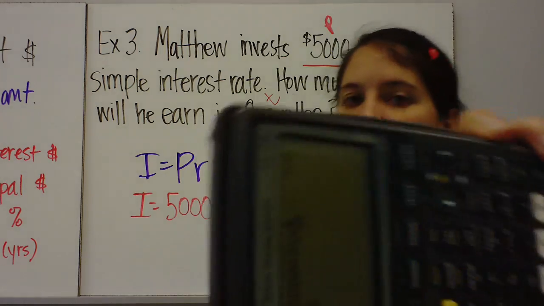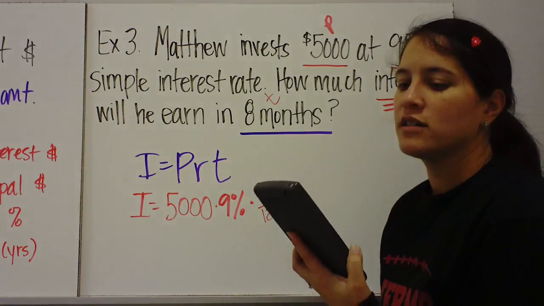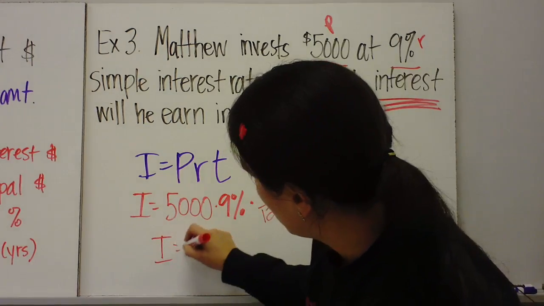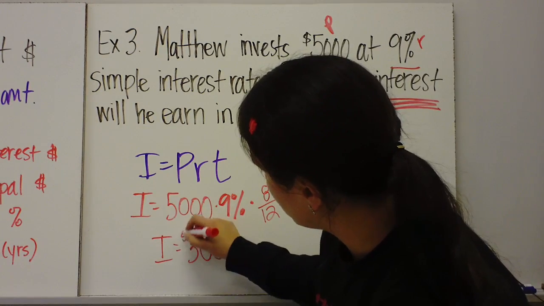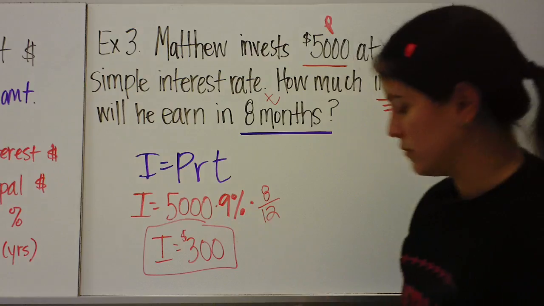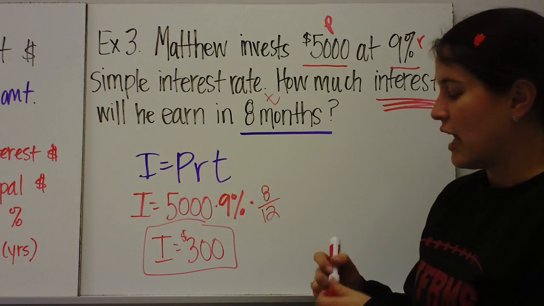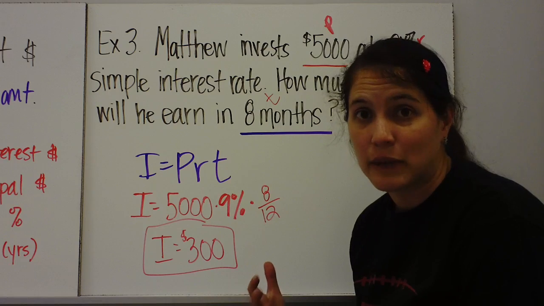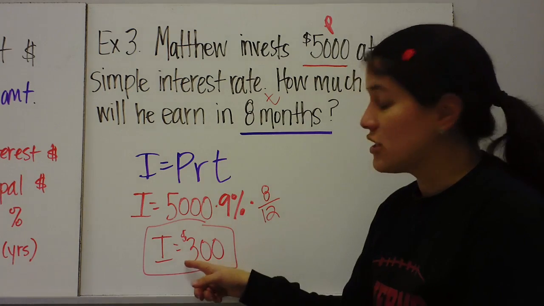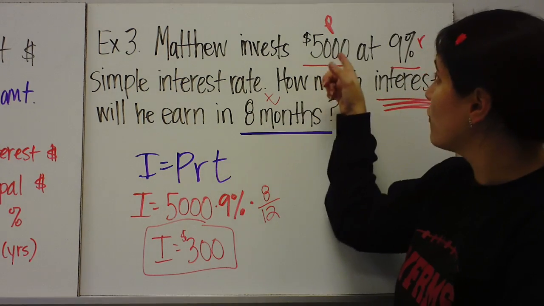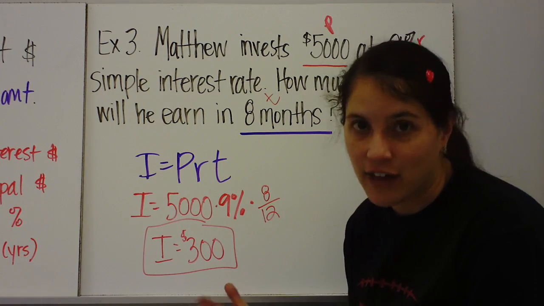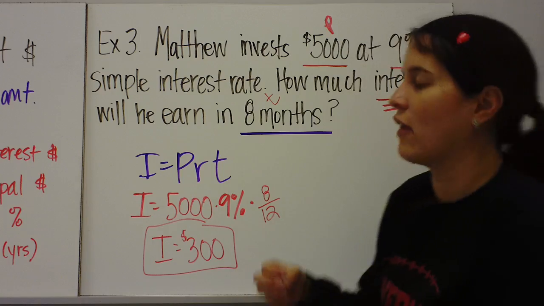5,000 times 9% times 8/12. And our interest is $300. Now, I didn't ask for ending balance, but what would your ending balance be? The interest is $300. You started with $5,000, so your ending balance would be $5,300 because you would add those together.